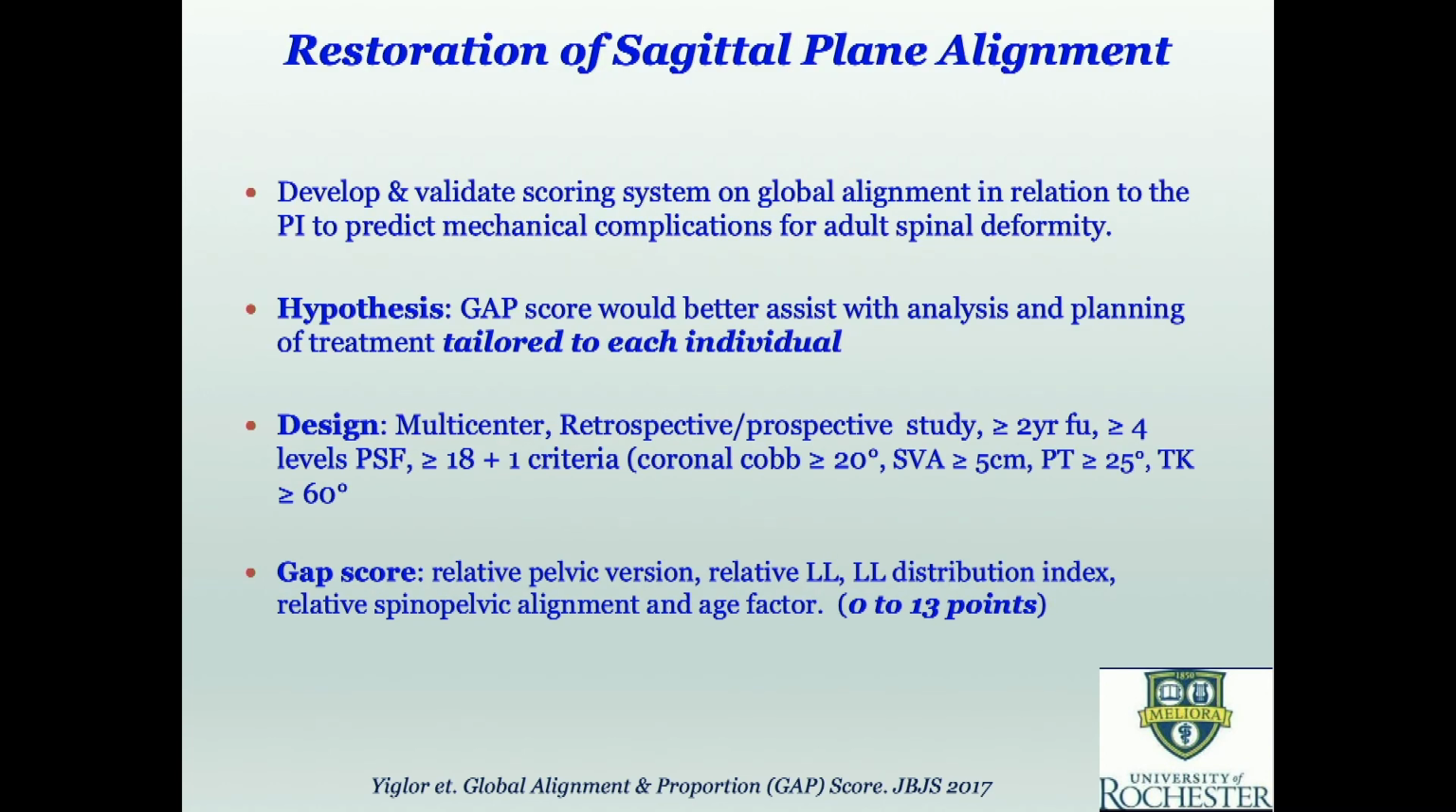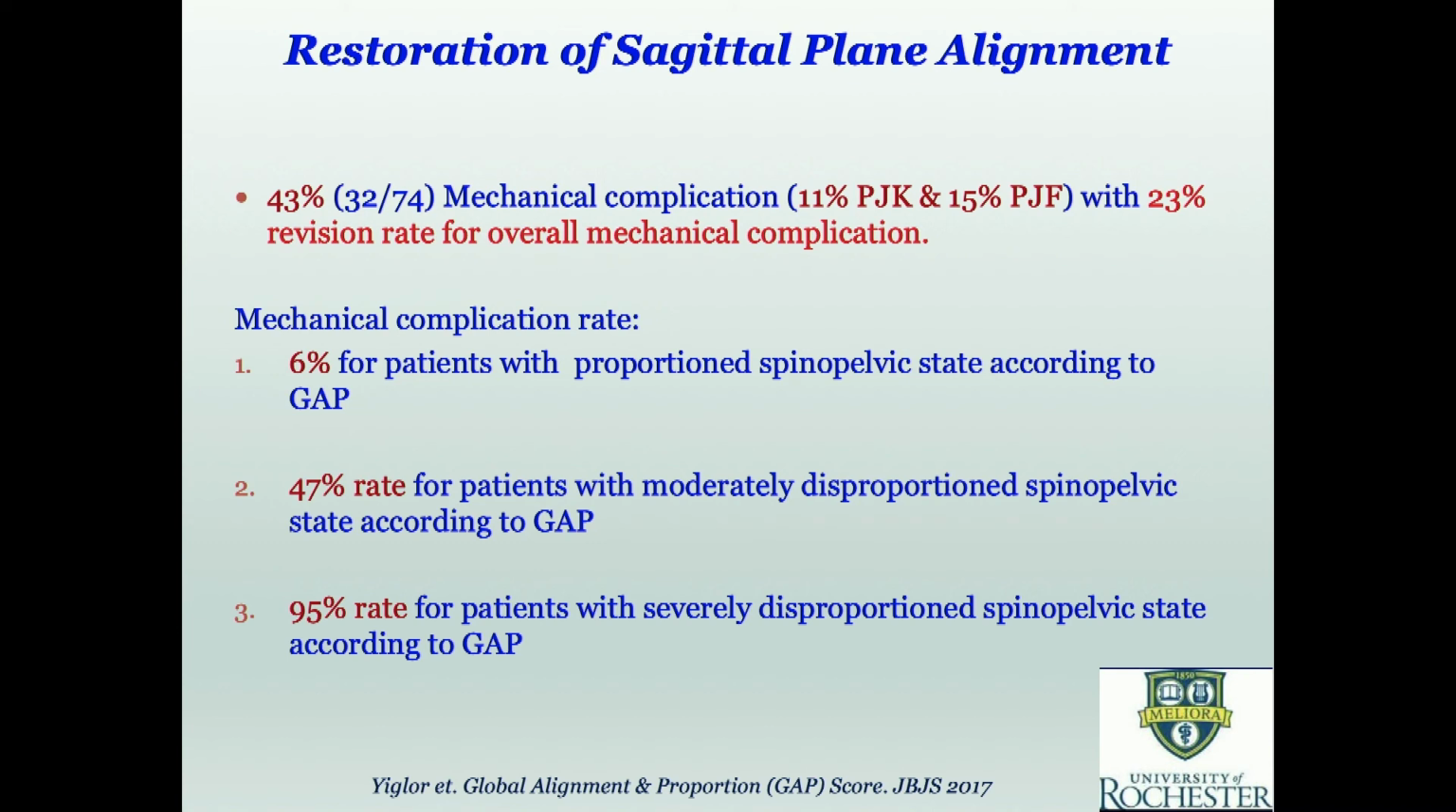So the GAP score, the goal for this was to develop and validate a score system for alignment which was more patient-specific, and maybe better assist us with planning for a surgery which is tailored to each individual, and help us reduce our risk for proximal junctional kyphosis. It was a multi-center study. They did this study and then also did a multi-center retrospective study to look at the risk for mechanical failure, and they described various classifications for patients with either severe, moderate, or mild proportional parameters to see the risk for mechanical complication, including PJK, which was the most commonly reported complication.